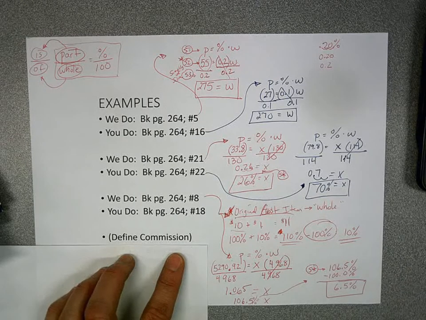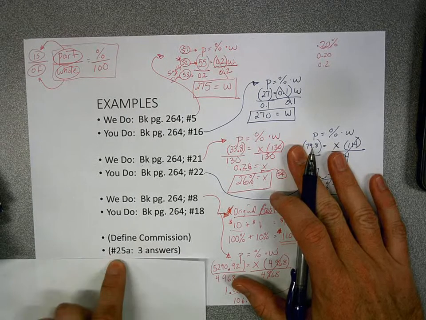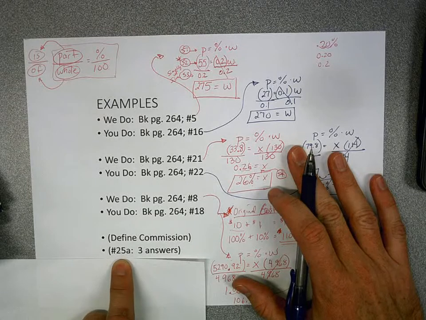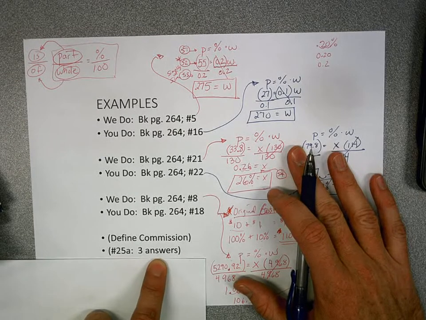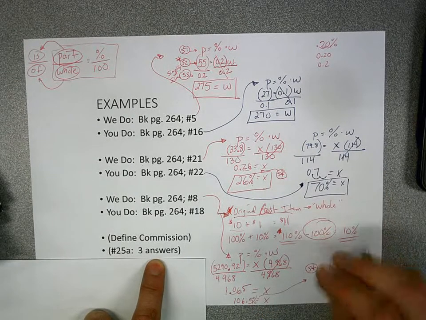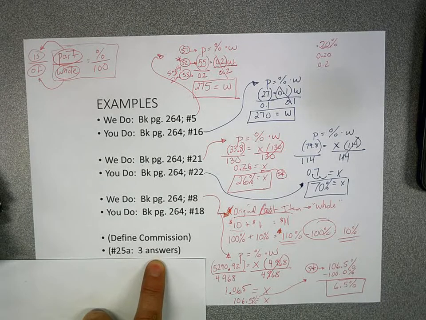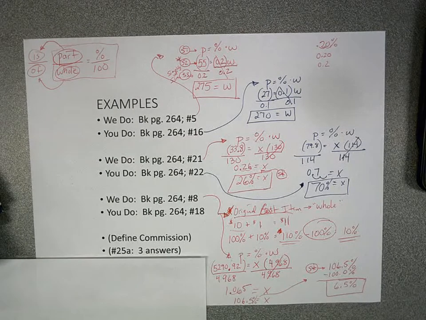Here's what I want you to quickly write down. Take a look at number 25A. Don't forget, there are 3 answers. If you read the problem carefully, it will guide you. There will be 3 answers on your homework, so don't forget. All right, guys, percent equation.